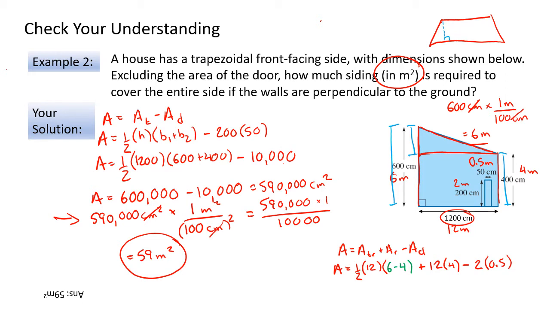Okay? So if we do this, we get the area of the triangle. 1/2 times 12 is 6, times 6 minus 4, which is 2, gives you 12. Plus 12 times 4 is 48, minus 2 times 0.5, which is 1. And if you add that up, you get 59 meters squared. Remember, we get the same answer and we started in meters. So these numbers were a little bit easier to deal with because we converted it at the start.